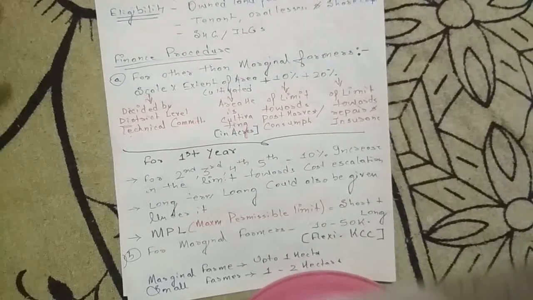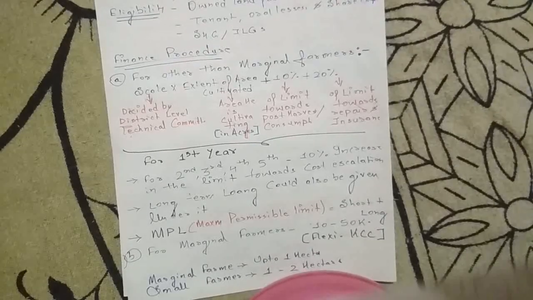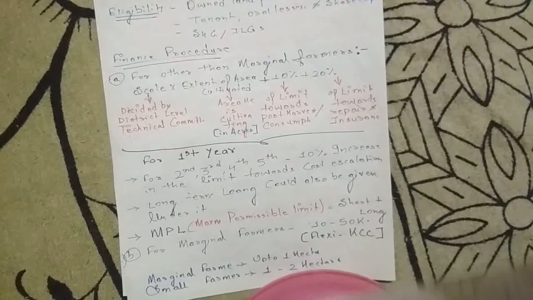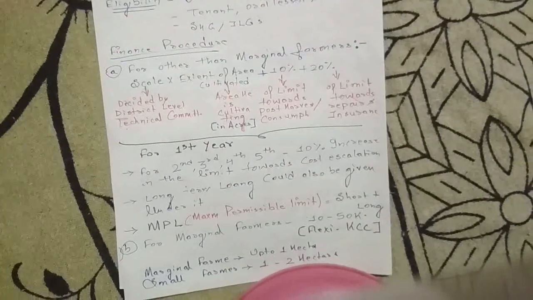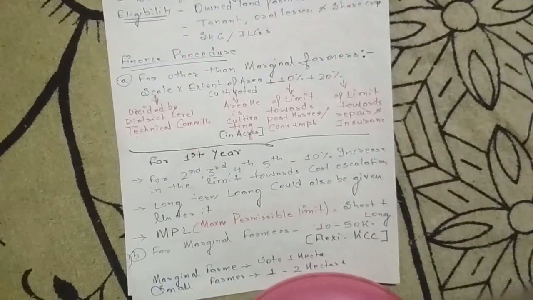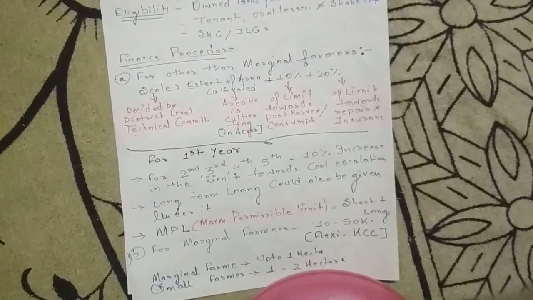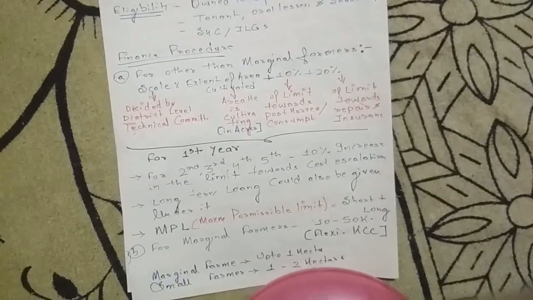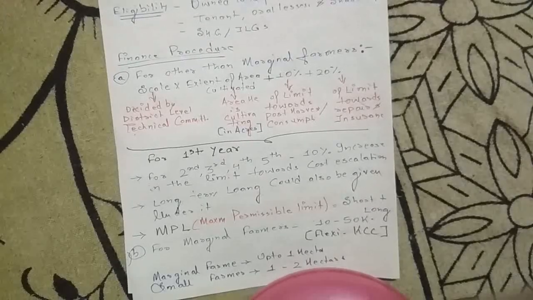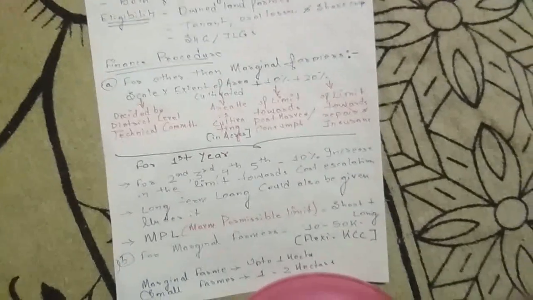It's very simple and flat, and it's also called a flexi KCC. It's being given between 10,000 to 50,000 only. And what is the definition? The marginal farmers are the farmers who have land up to 1 hectare, and 1 hectare is equal to 2.5 acres of land. And small farmers are those farmers who have an area of land between 1 to 2 hectares.